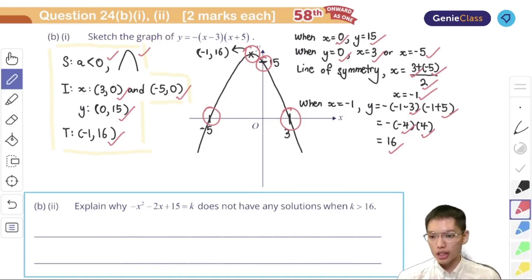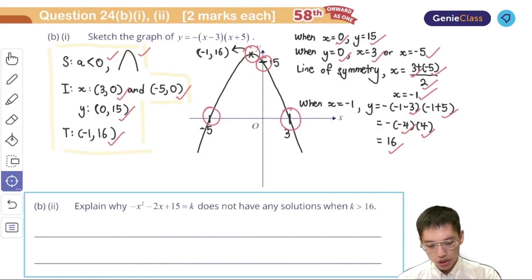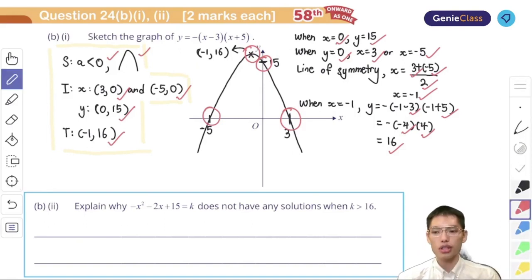Now, B part 2 is actually the interesting one. Why does it not have any solutions? You realize your solutions will come in anywhere. But once it cuts off at the turning point, you will have only one. What happens if it cuts beyond your turning point? You're not going to have any solutions, right?